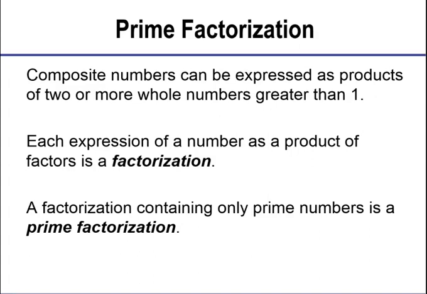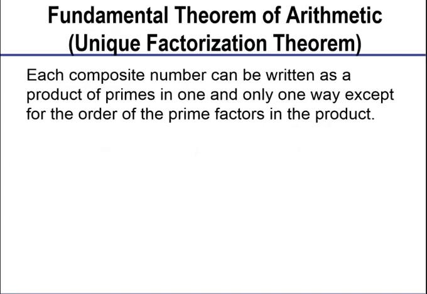And that, again, that's what we call prime factorization. And we have this fundamental theorem of arithmetic. It's also called the unique factorization theorem. So those terms would be used interchangeably. Each composite number can be written as a product of primes in one and only one way, except for the order of the prime factors in the product.